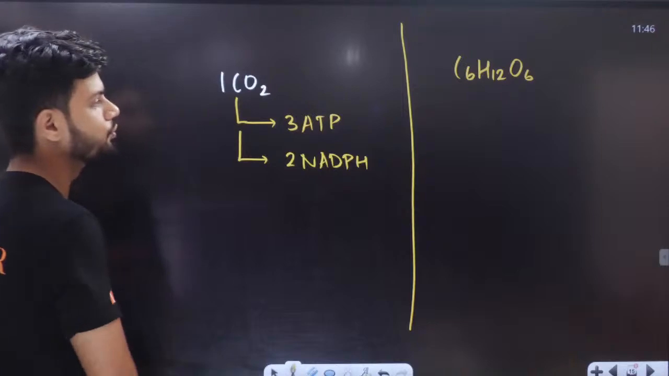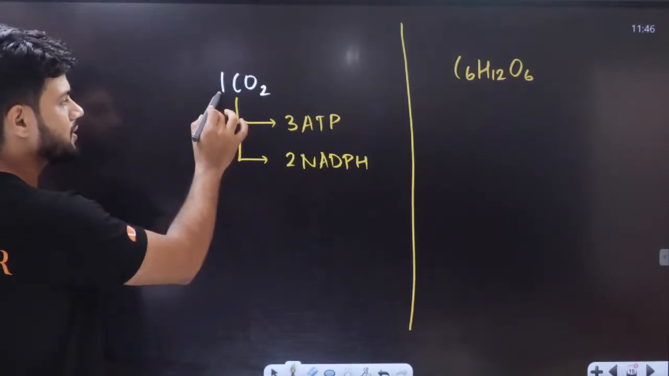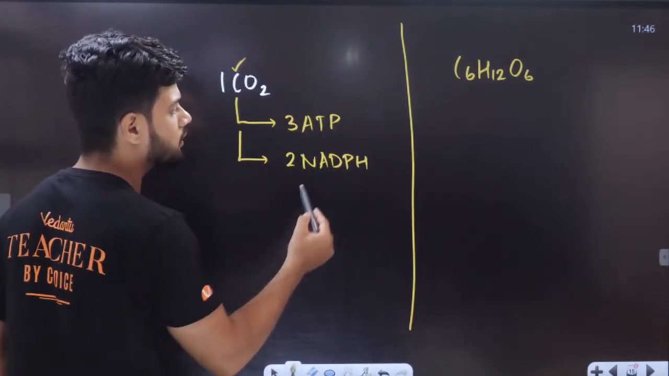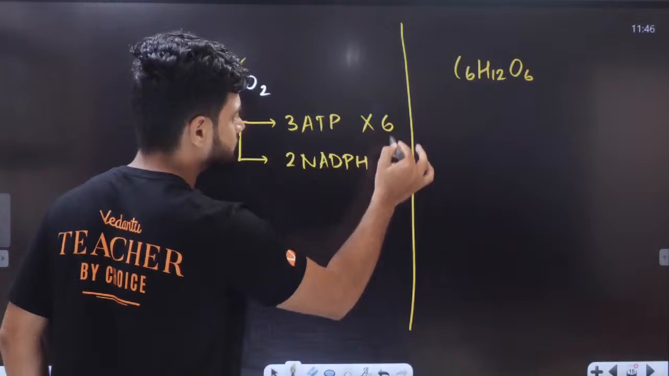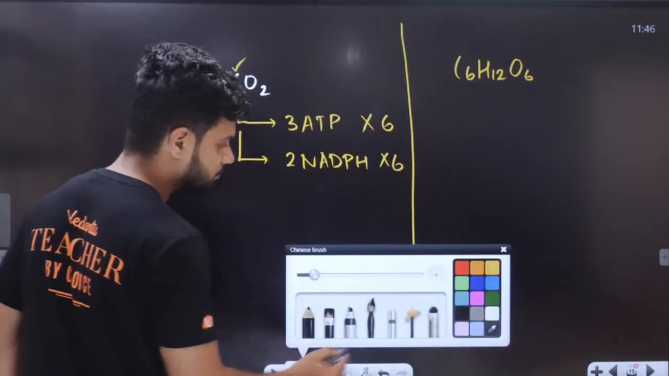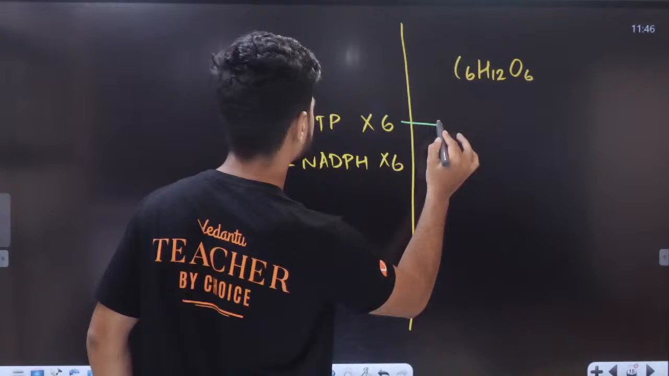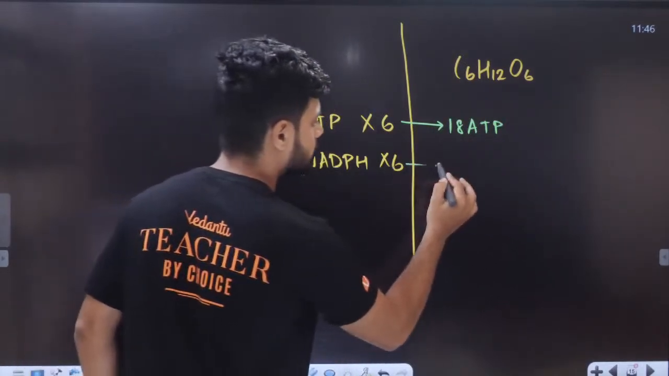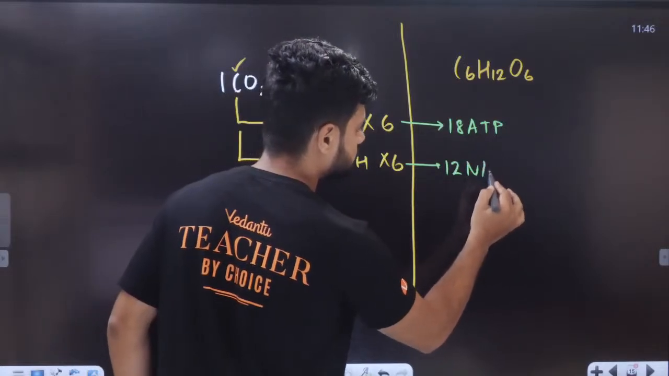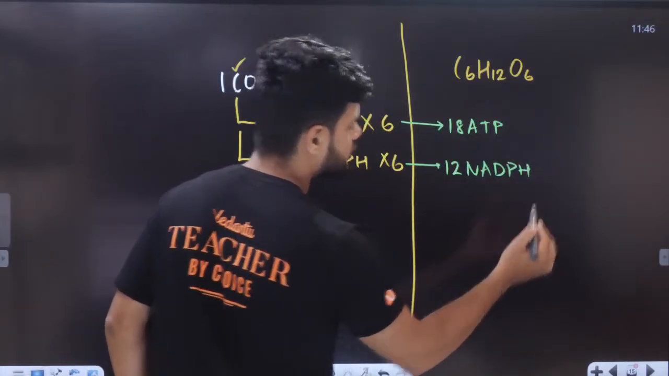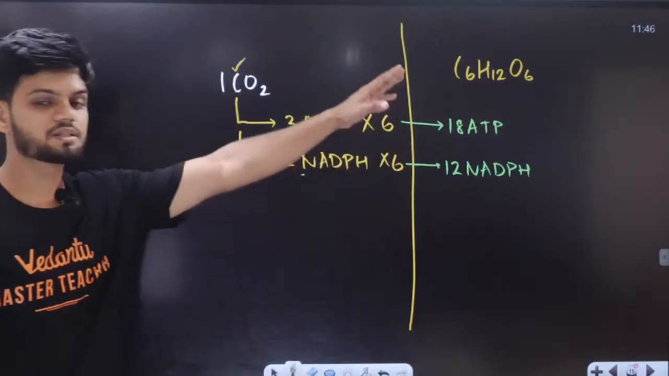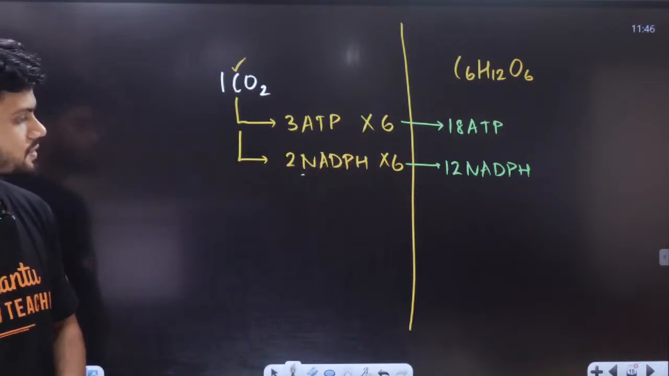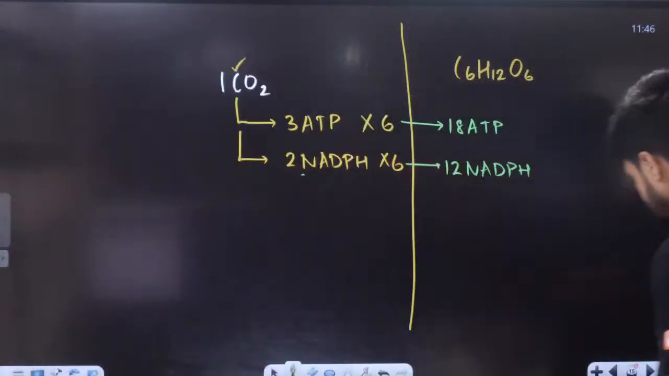For glucose, see, this is for one CO2. For one carbon, this is for one carbon technically. Now, for 6 carbon, you need to multiply into 6. Tell me the answer. 18 ATP and 12 NADPH. This is the answer for one glucose.